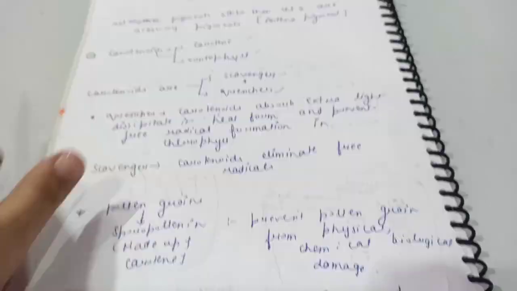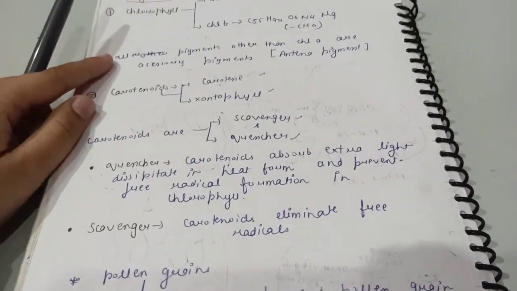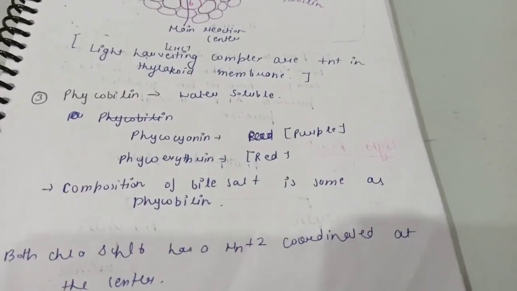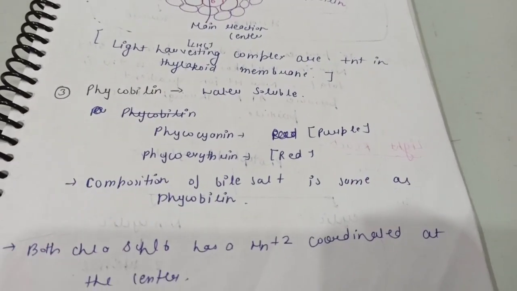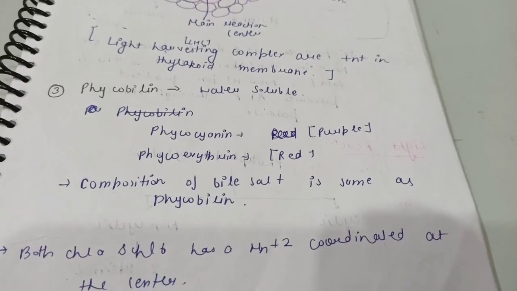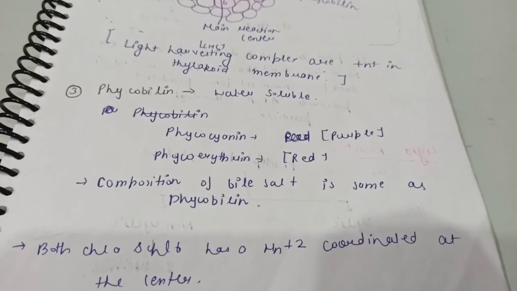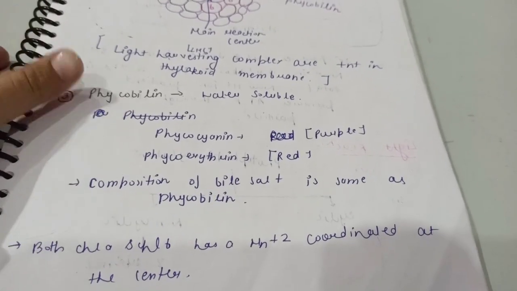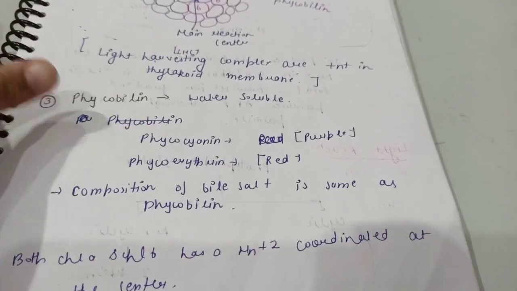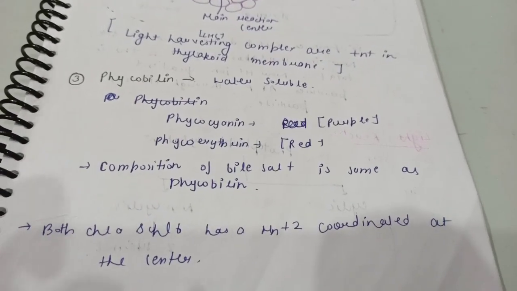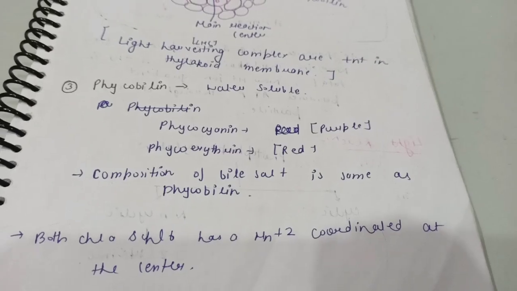The two pigments we have learned right now are chlorophyll and carotenoids. Now we have phycobilin. Phycobilin is one of the water soluble pigments. It is of two types, phycocyanin and phycoerythrin. Phycocyanin is purple in color and phycoerythrin is red in color. The bile salt composition is the same as the phycobilin composition.